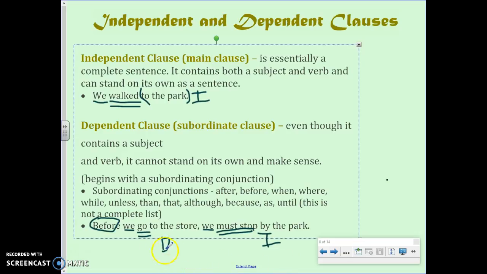Okay, if you do just a dependent clause on its own, it's actually what we call a fragmented sentence because it doesn't have a main idea. Even though it has a subject and verb, it doesn't have a main idea. So, before we go to the store, we must stop by the park. We must stop by the park can stand on its own, but before we go to the store cannot.